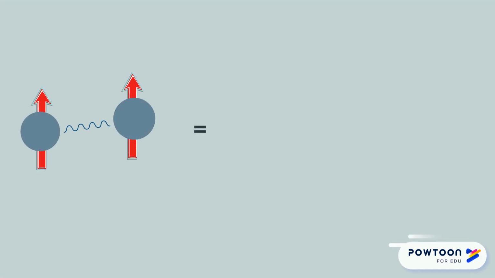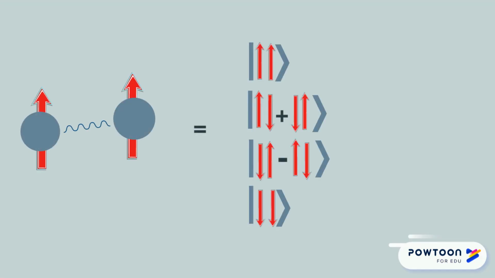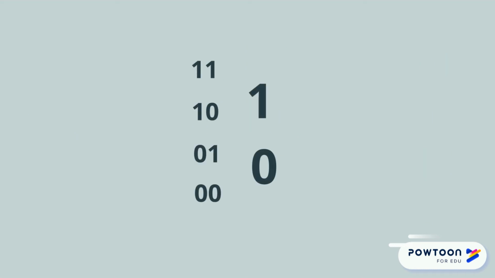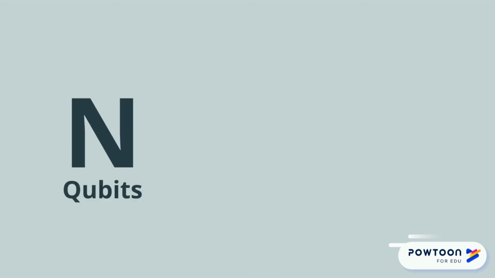To see the real power of quantum computing, let's, for simplicity, consider a system of two entangled qubits. There are four distinct spin states, each described by a number. Comparing this to the analogous 2-bit system, which is described by only two numbers, we can see that 2 qubits corresponds to 4 classical bits.